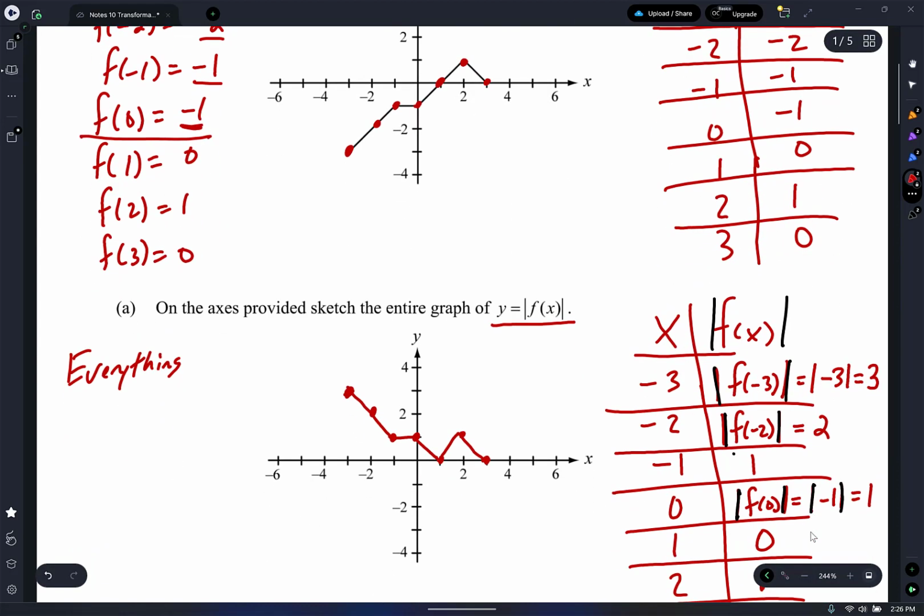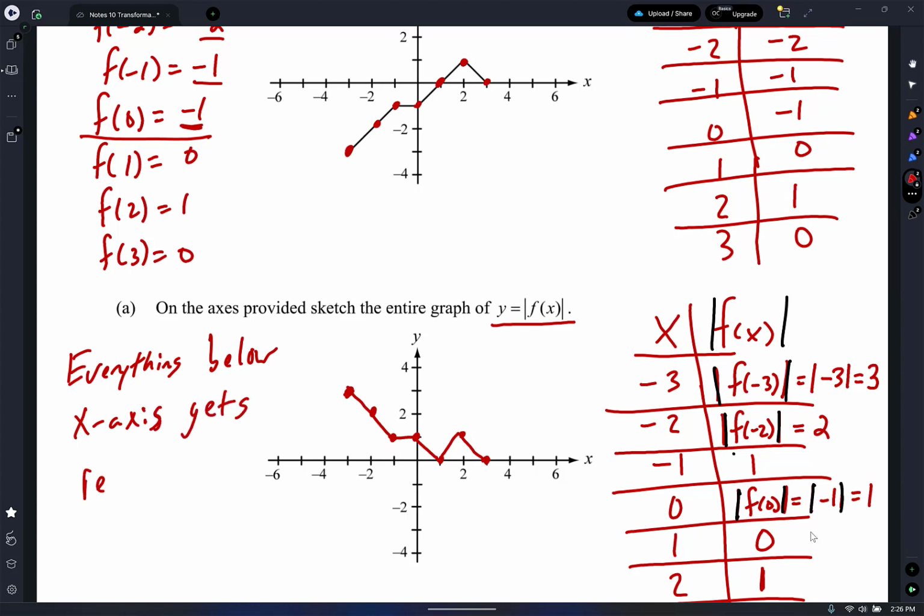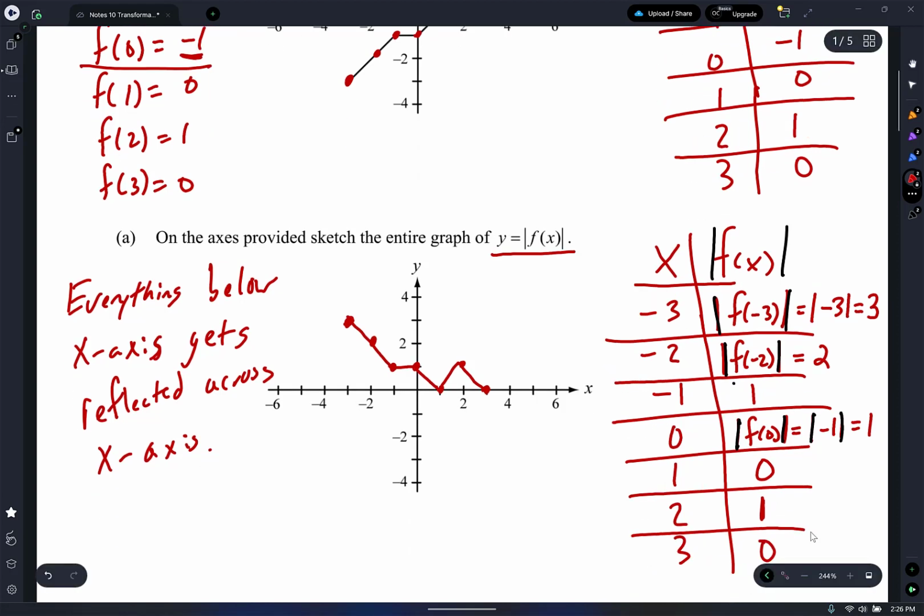So everything below the x-axis gets reflected across the x-axis. Done. If it's above the x-axis, nothing happens to it. Yay or nay? Yay. Go to letter B.